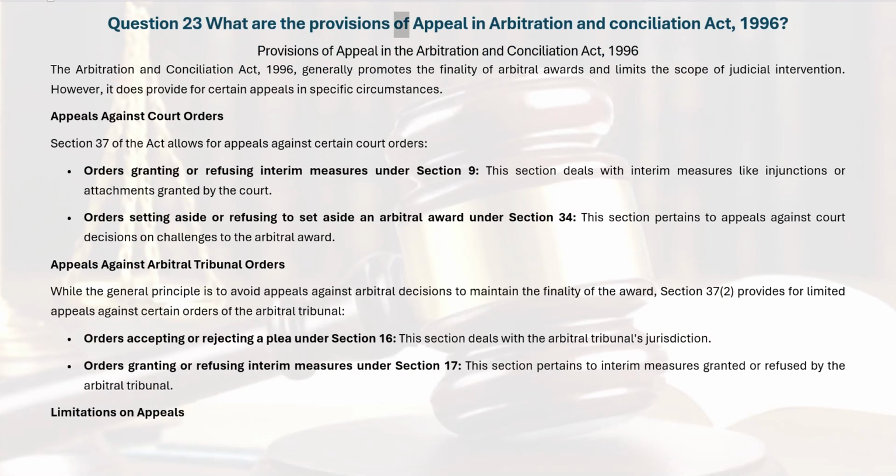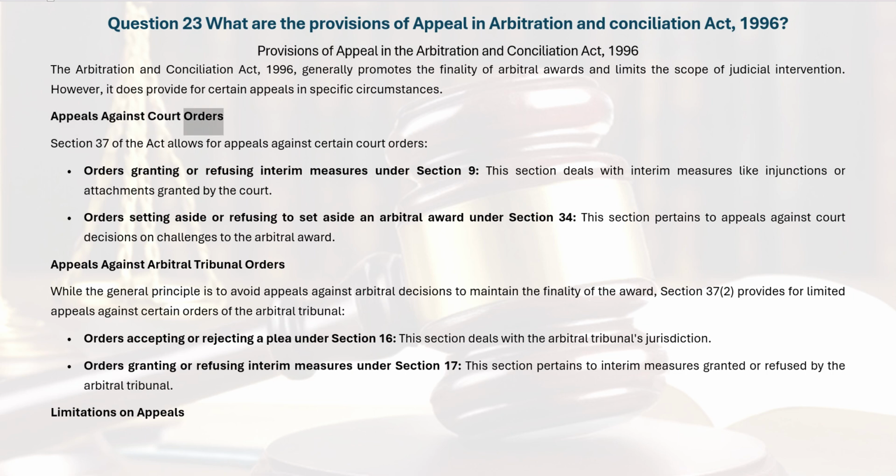Question 23. What are the provisions of appeal in the Arbitration and Conciliation Act, 1996? Provisions of appeal in the Arbitration and Conciliation Act, 1996. The Act generally promotes the finality of arbitral awards and limits the scope of judicial intervention. However, it does provide for certain appeals in specific circumstances.